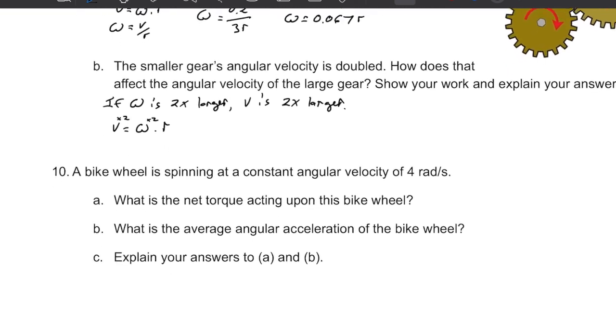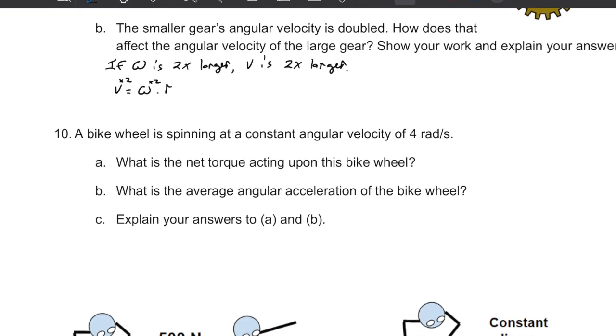A bike wheel is spinning at a constant angular velocity of 4 radians per second. Constant velocity is what's important here. What does constant velocity mean? The net torque would be 0. What is the average angular acceleration of the bike? It has to be 0 if it's constant velocity. Explain your answers to A and B.